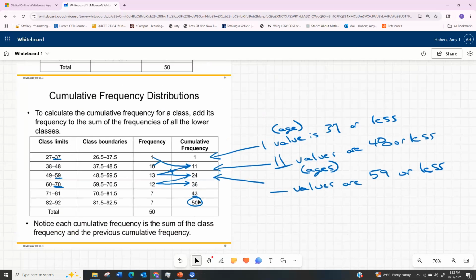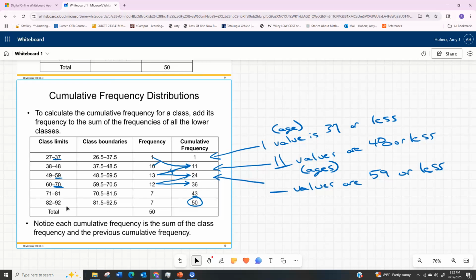Okay, but these should total up to 50 because altogether there were 50 people in the raw data, and so we should total up that 50 are 92 or less. Okay, so notice that each cumulative frequency is the sum of the class frequency and the previous one, or the sum of all the prior frequencies. That frequency plus all the prior ones. So 7 plus 7 plus 12 plus 13 plus 10 plus 1 gets us the 50. 7 plus 12 plus 13 plus 10 plus 1 would give us the 43.